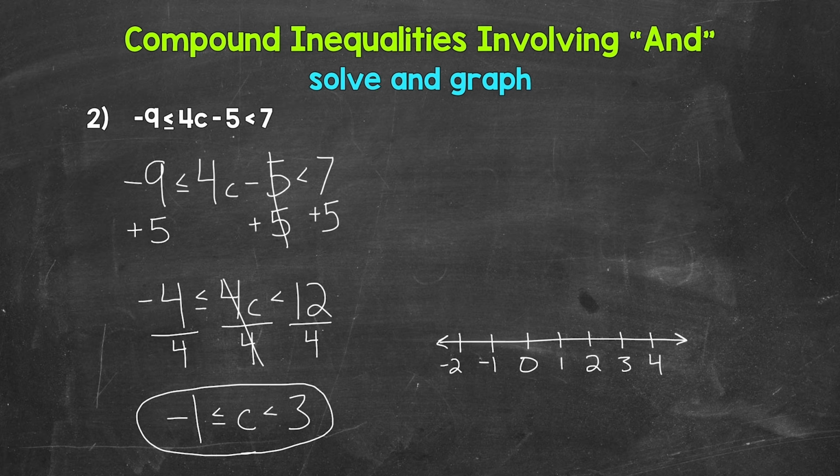Now we want everything greater than or equal to -1. So -1 is included. We need a filled circle at -1 to show that. And we need everything less than 3. 3 is not included. So we need an open circle at 3. Again, we want greater than or equal to -1 and less than 3. So we want where these two inequalities overlap. So we want in between here. And that's C is greater than or equal to -1 and less than 3 graphed on a number line.